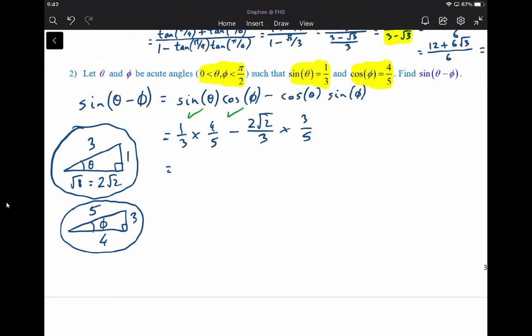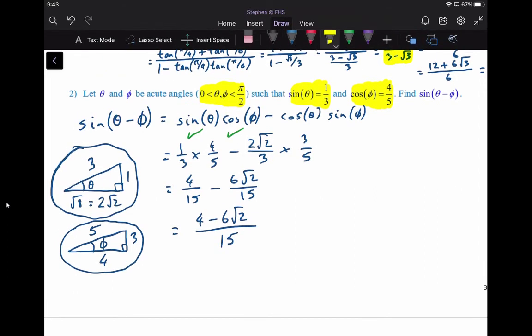Let's go ahead and simplify this. 1 times 4 is 4, 3 5s are 15. And then 2 root 2 times 3, that's 6 root 2 over 15. So our final answer is 4 minus 6 root 2 all over 15. Unfortunately, there's no single common factor, so that is it.